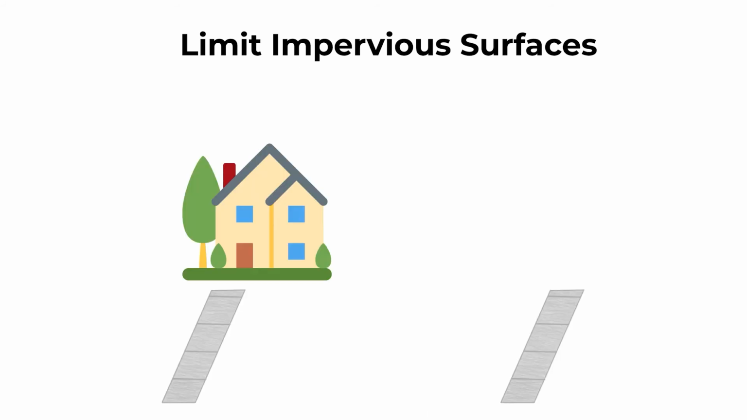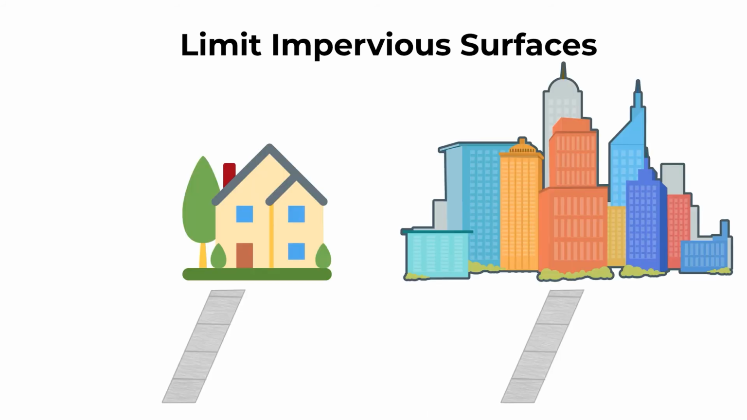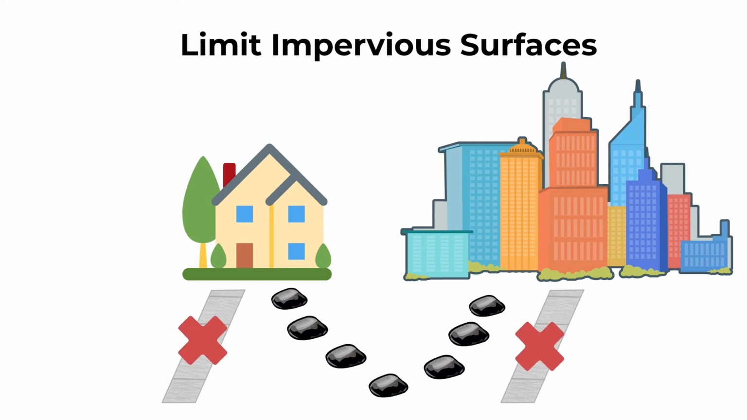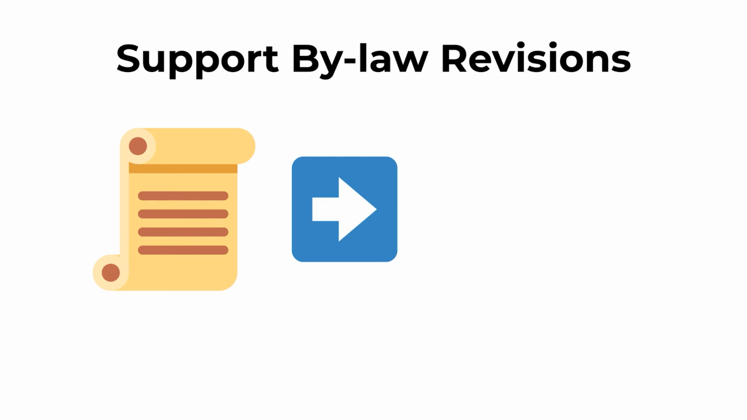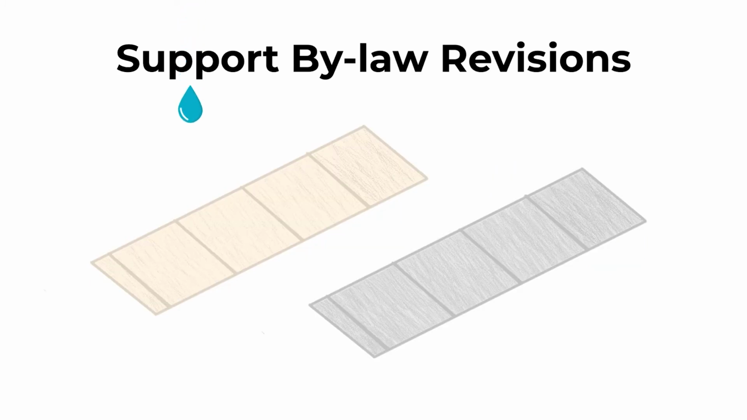Here are a few things that you can do to preserve the key positive functions that uplands perform as a gateway of the watershed. Limit the amount of impervious surface on your property and in your community where possible. For example, consider a series of circle stepping stones instead of a full rectangular concrete pathway. Consider supporting local bylaw revisions that allow for more innovative stormwater management best practices, such as the use of permeable pavements that can infiltrate water in place of traditional pavements that cause runoff.